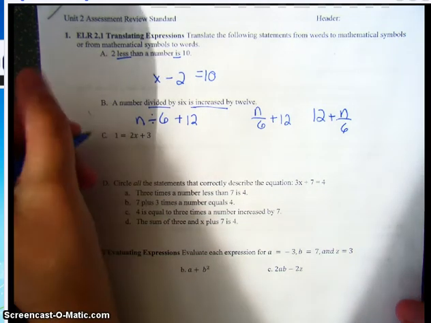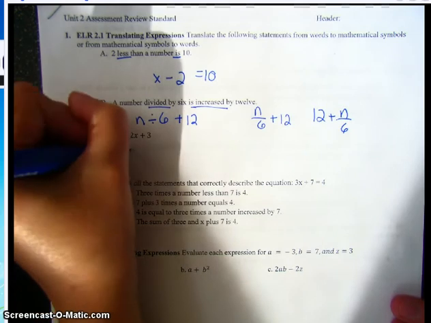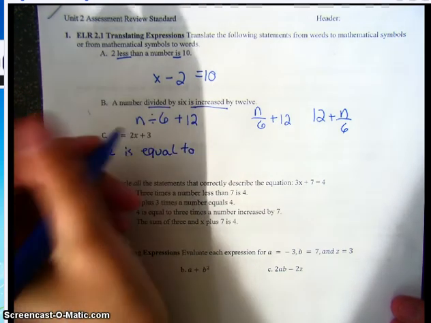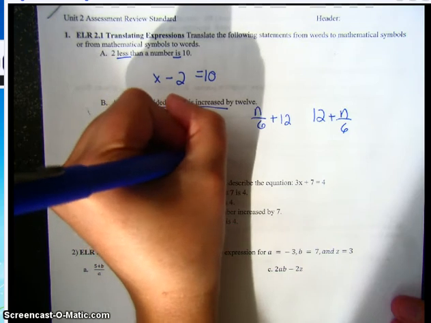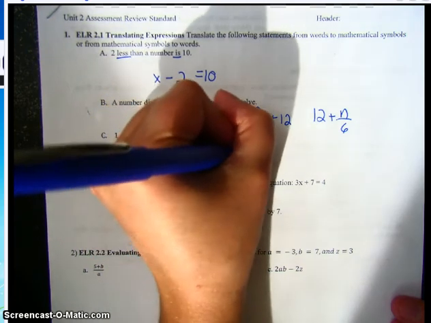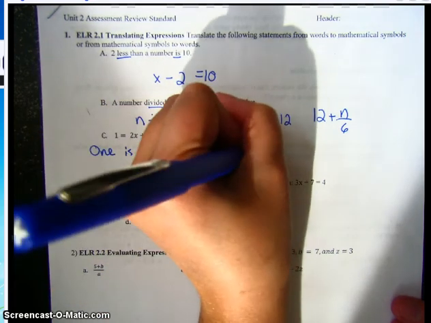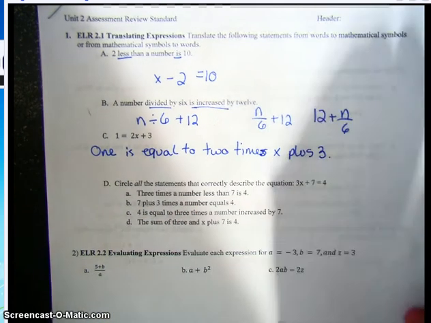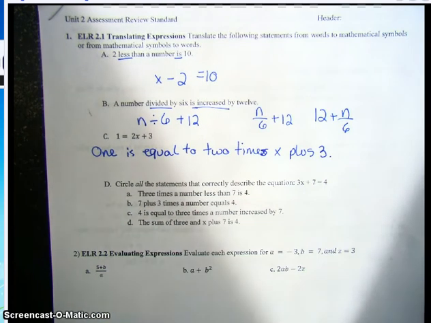So I'm going to say 1 is equal to, well, 2x, I'm going to say 2 times x plus 3. Now, you might have a different answer, so you just kind of have to decide, is it similar to mine? Okay? For D, it says circle all the statements that correctly describe the equation 3x plus 7 equals 4.